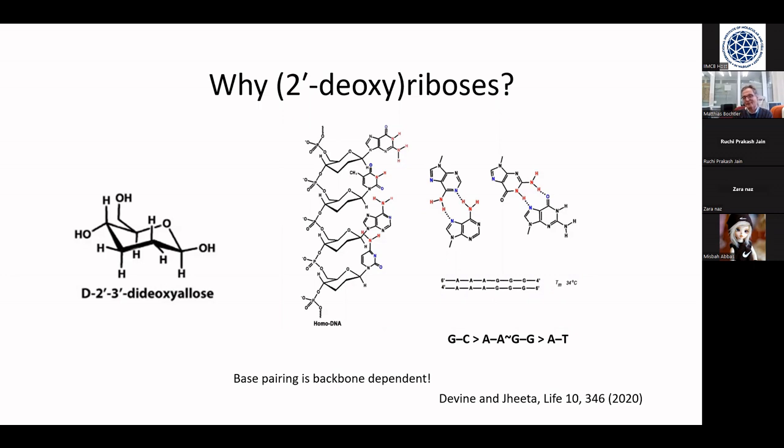Like you have GC is still best, as you would expect, but then the next best base pair is AA or GG, followed by AT. So actually, we always think that base complementarity and Chargaff and Watson-Crick pairing are nucleobase properties, but actually it depends on the backbone as well. Depends that you present bases in the right way. That to me was a big surprise.